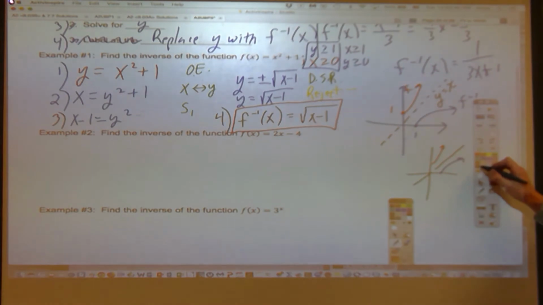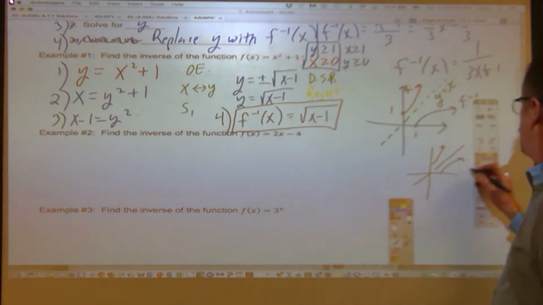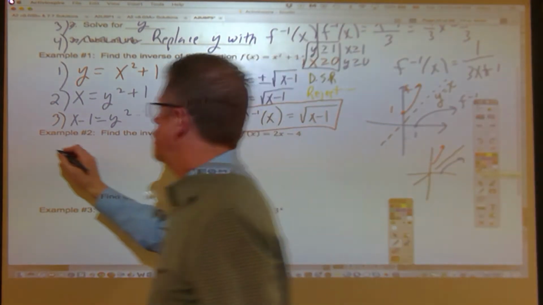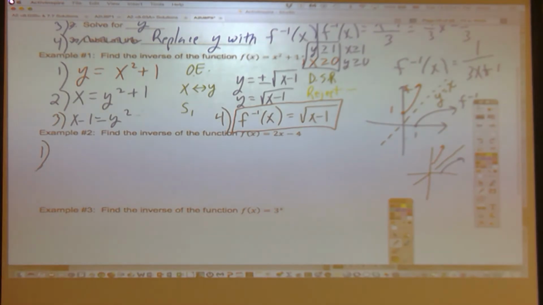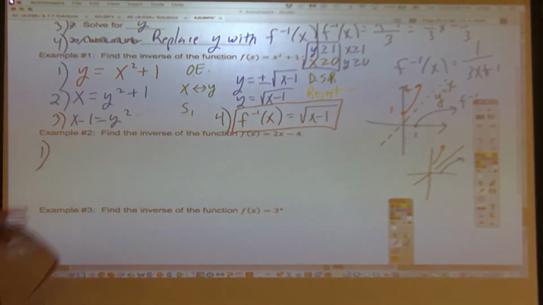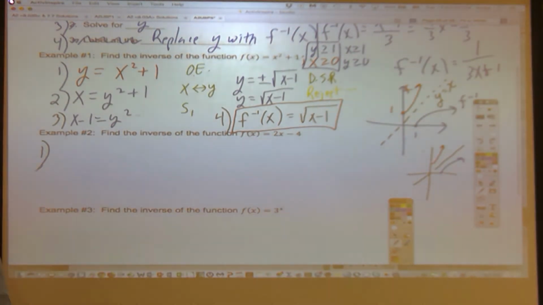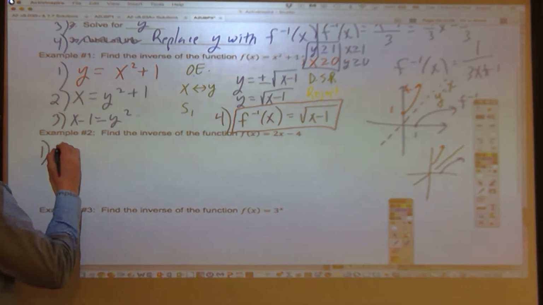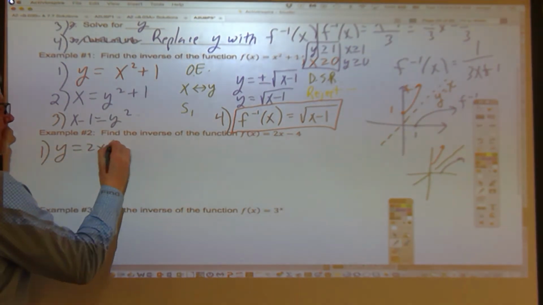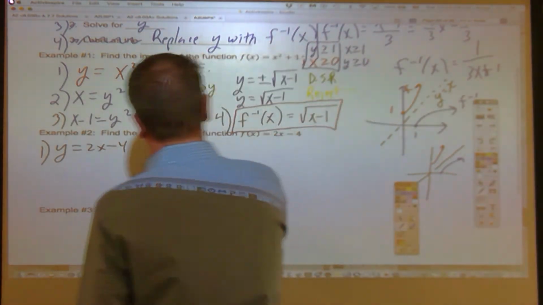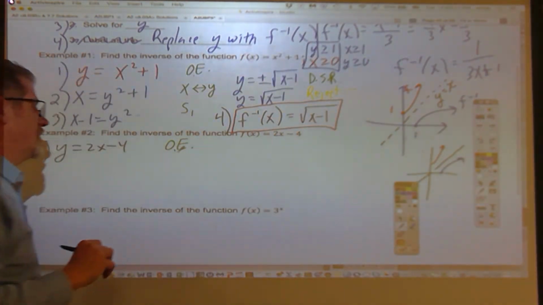So let's do another one together. Let's do a brand new example. Example 2, the original function in red. Step 1, replace f of x with y. So tell me, please, let's go to Jonathan. What's step 1? When I take the original function and replace the f of x with y, what do we get? Y equals 2x minus 4. Yeah, and let's just document that as the original equation.